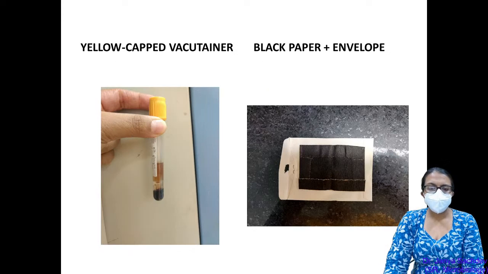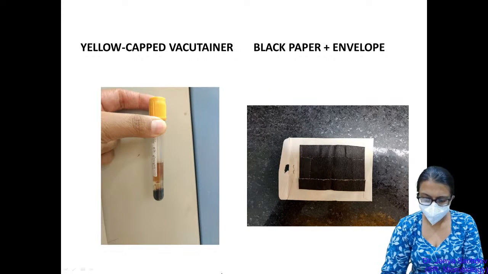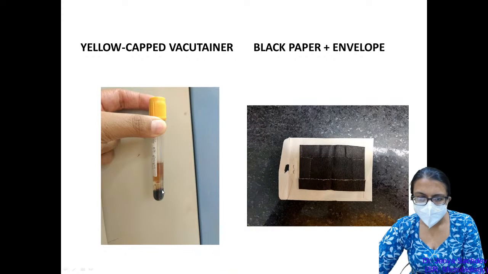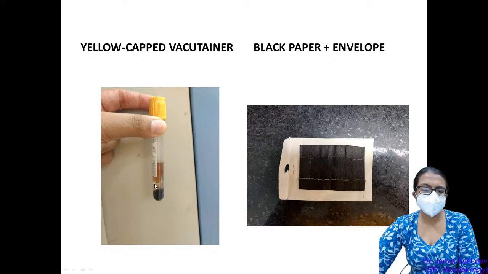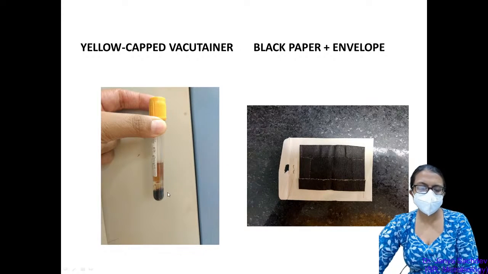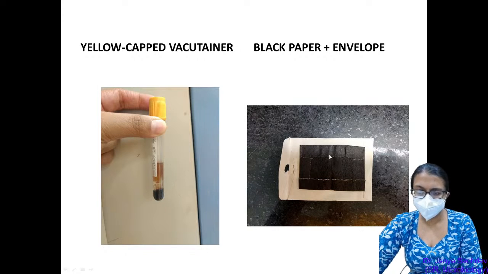Then the yellow capped vacutainer, the serum separator tube. As you can see, over here, there is a gel in the serum separator tube, which when you inoculate blood and then centrifuge, the cellular components get separated at the bottom of the gel and the serum is left above the gel, which makes it easier to pipette off the serum for serological assays without it being contaminated by blood RBCs or WBCs.